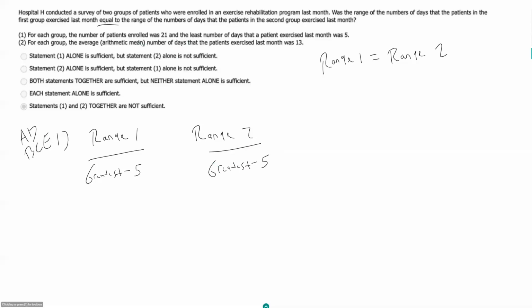The number of patients enrolled doesn't really tell me anything about the greatest number of days exercised.